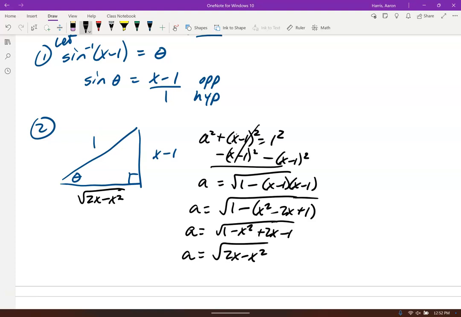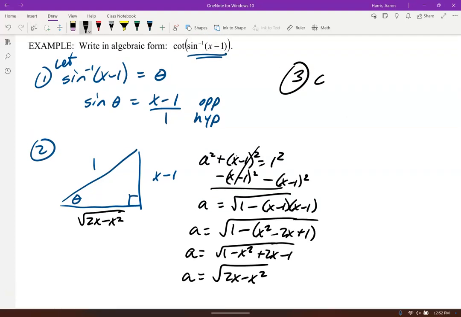And so step number 3. Now I'm taking the cotangent of the arcsine of x minus 1. Well, we called the arcsine of x minus 1 theta. Right? So we're taking the cotangent of theta. Remember, tangent's opposite over adjacent. So cotangent would be, yeah, bless you.